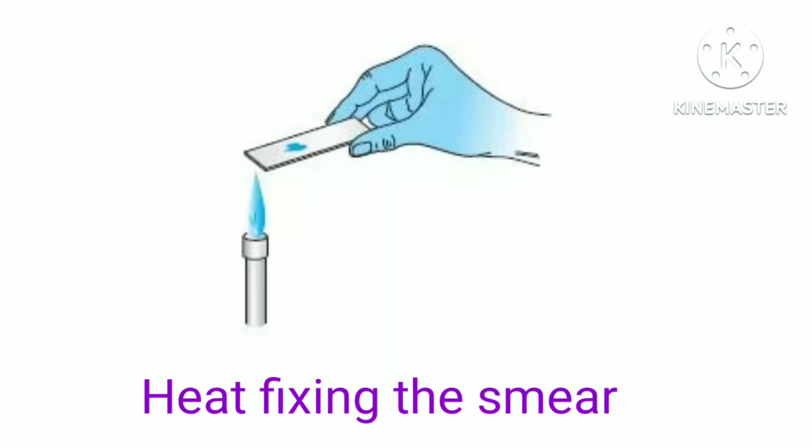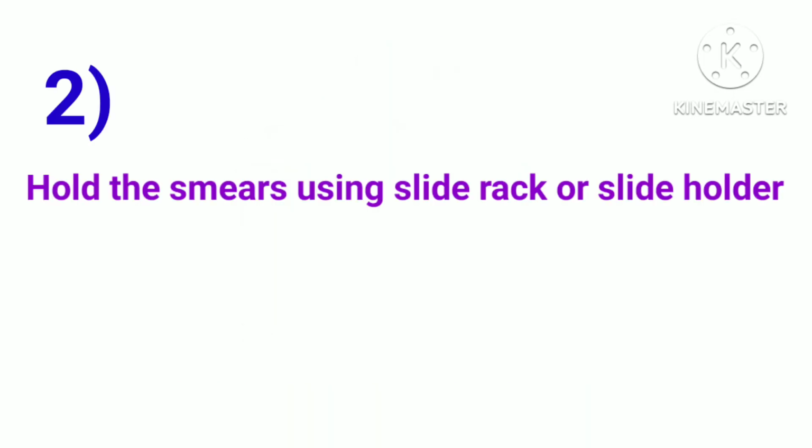For heat fixing a slide with the specimen, pass it over a heat source such as a flame several times using forceps. The slide should be passed very quickly through the flame and not be heated excessively. In the second step, hold the smears using a slide rack or slide holder.